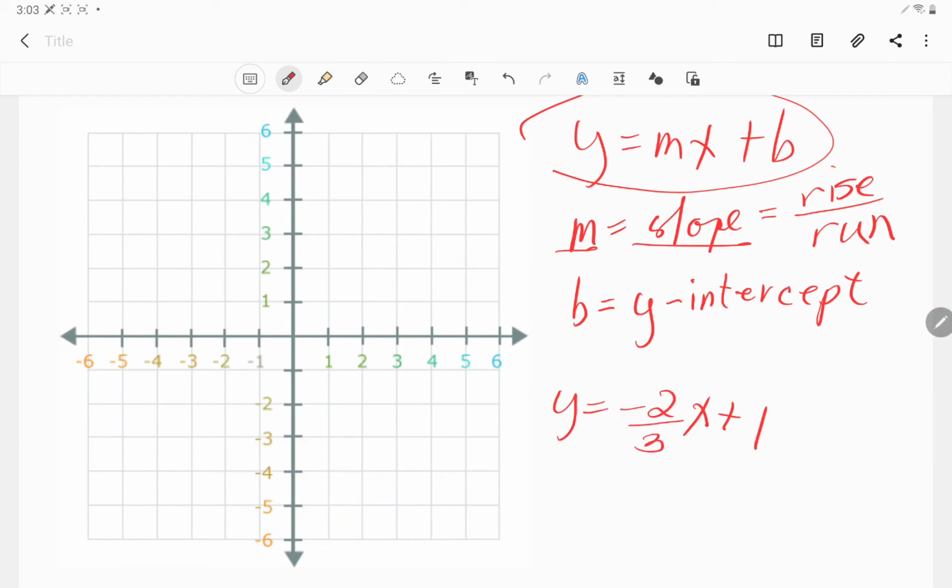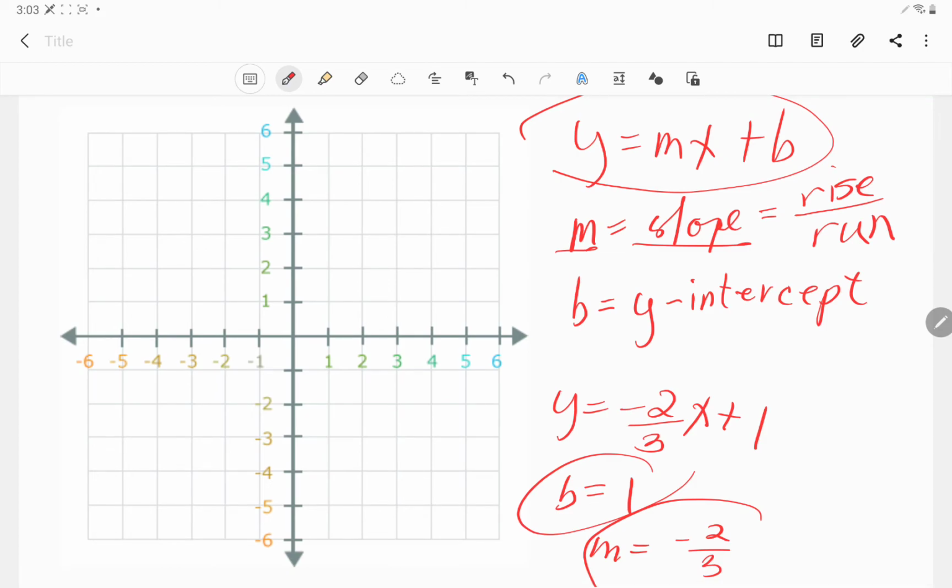Let us have more examples here. Our equation now is y equals negative 2 over 3 x plus 1. So our y-intercept here is positive 1, and our slope here is negative 2 over 3. Sorry, negative 3 over 2. That is our slope, and that is our y-intercept.